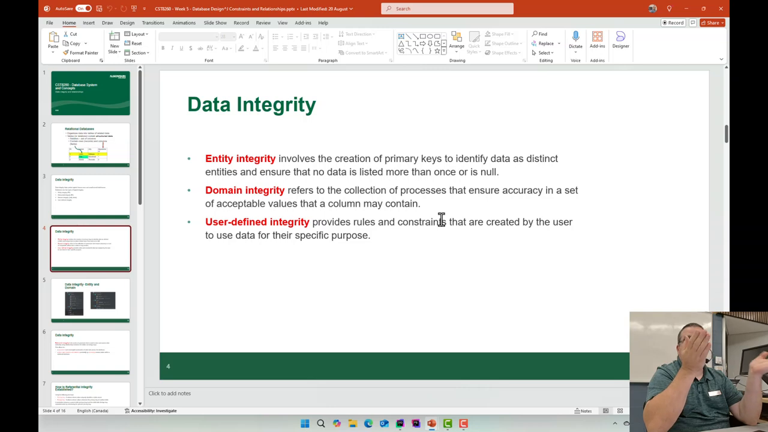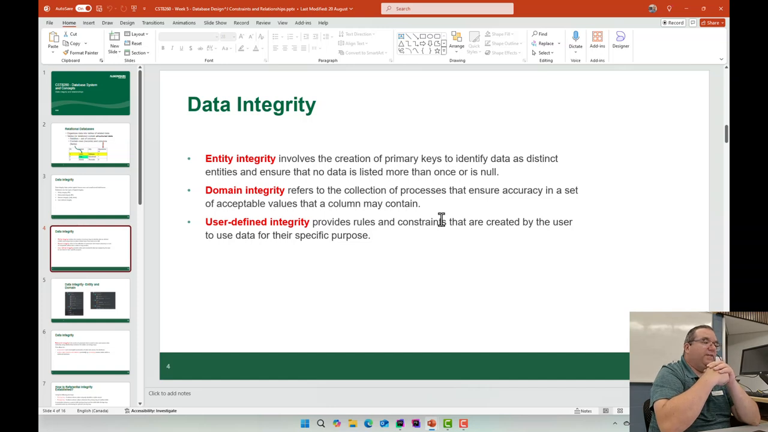Domain integrity means that the data has specific values that a column may contain. That usually has to do with the data types, that you can't put letters in a number field. Imagine if you're doing data entry somewhere and you go, oh, I want to put in my quantity B. There's no such thing as quantity B. It needs to be a number.